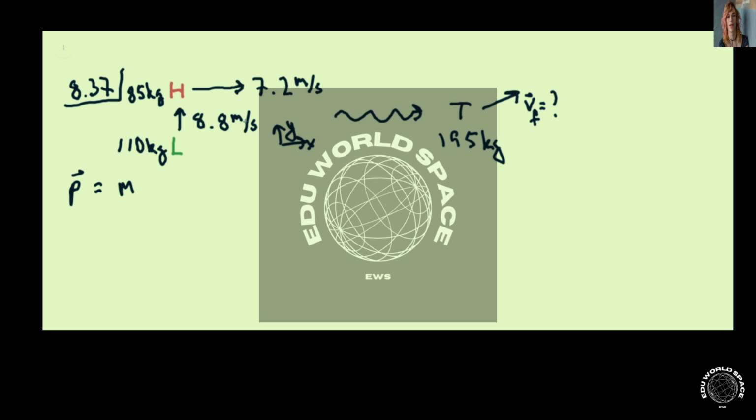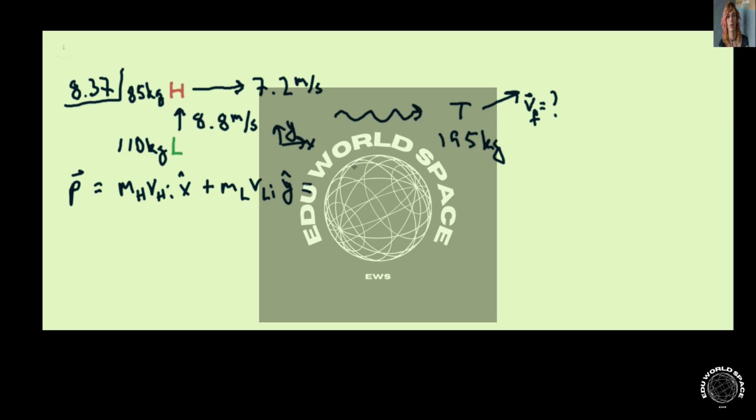So the X component first is going to be the mass of H times the initial speed of H in the X hat direction. And then L is going to be moving in the Y direction. L initial, Y direction.